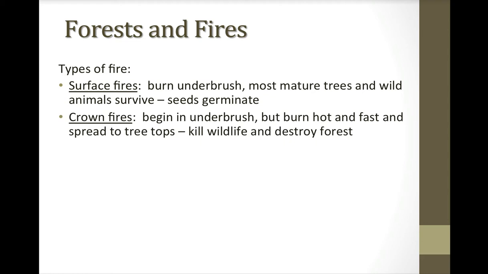Now, crown fires begin in the underbrush as a surface fire, but because there's a high fuel load or for whatever reason, they burn hotter and they burn faster, and eventually they spread to the treetops. Now, this may have something to do with what's called a ladder effect, where there are medium-sized trees that are not tall enough to be able to withstand the heat of the fire yet, and they act as a ladder. So the fire burns up the medium-sized tree and then is able to jump into the branches of the taller trees. So that ladder effect allows crown fires to start.